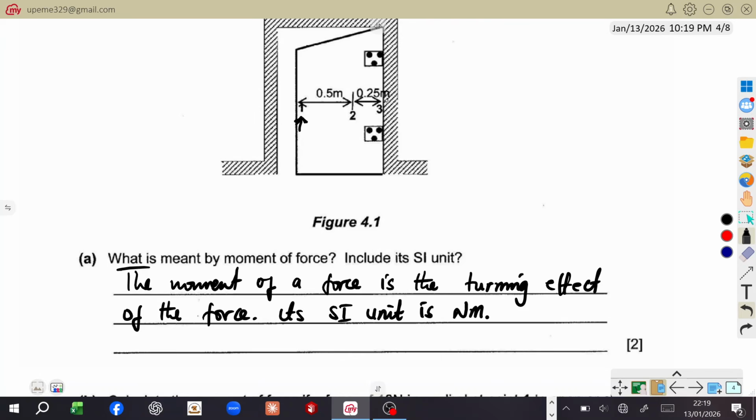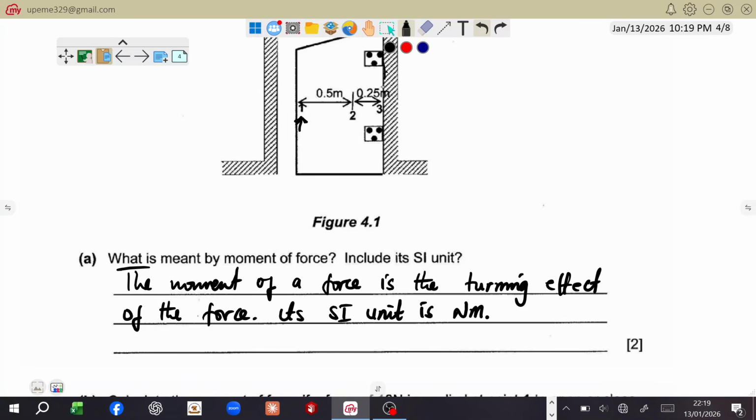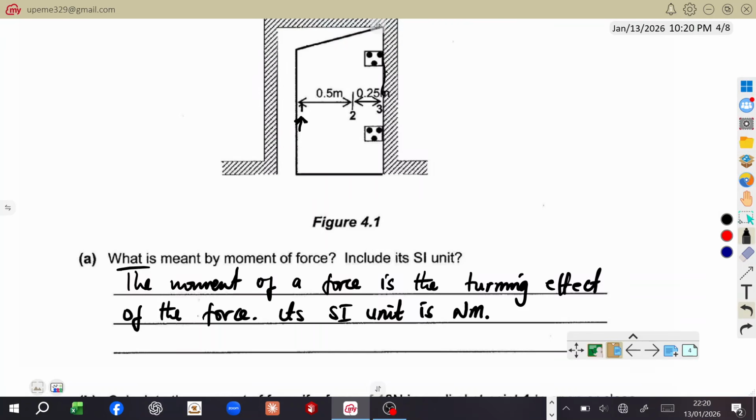The pivot is the hinges of the door, upon which the door rotates, these ones here. So this is where the moment is. This is where the moment is. So it's the distance from here to that point.